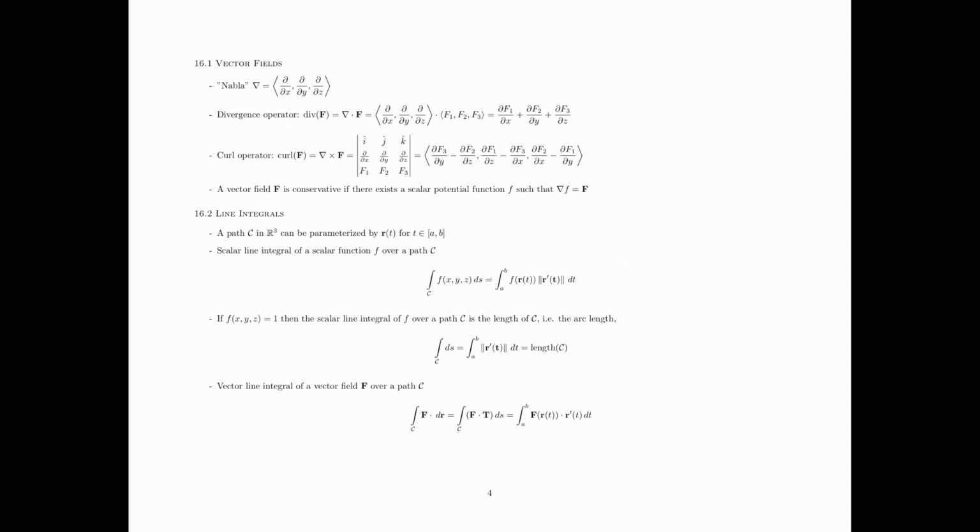So if you do the dot product, remember the dot product, we're just doing the component-wise multiplication and then adding it together for each pair of components. So the divergence of a vector field looks something like this.